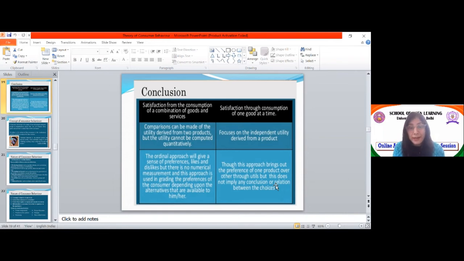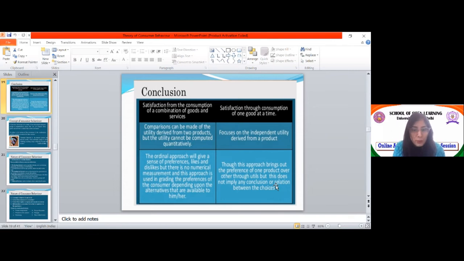Now here comparisons can be made in the utility derived from two products. Suppose there is an orange and there is an apple. We can compare these two things. But here I am just focusing on the independent utility derived from an apple, like in the cardinal one. I'm not comparing. If I'm talking about an orange, then maybe I'm getting 20 utils of satisfaction from it, or if I'm getting an apple, then 10 utils of satisfaction. But I'm just talking about one product at a time.